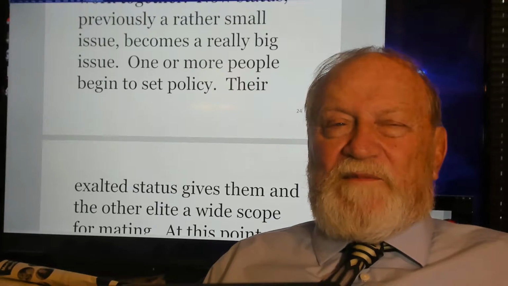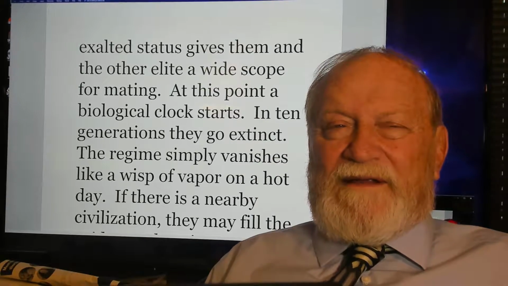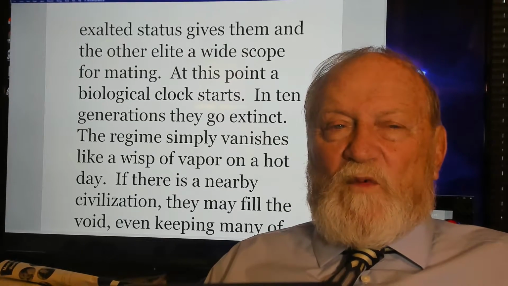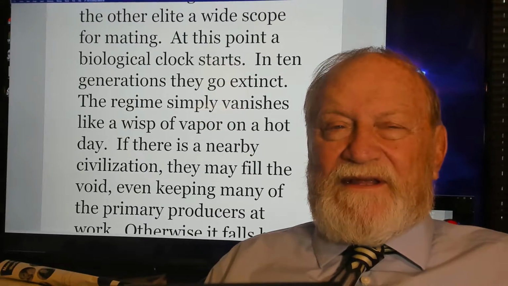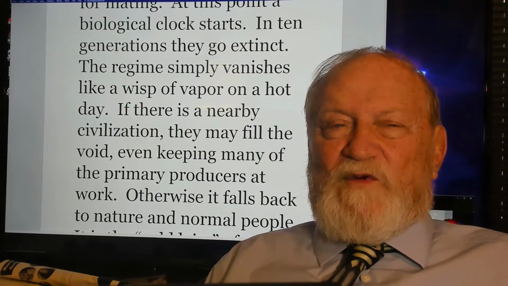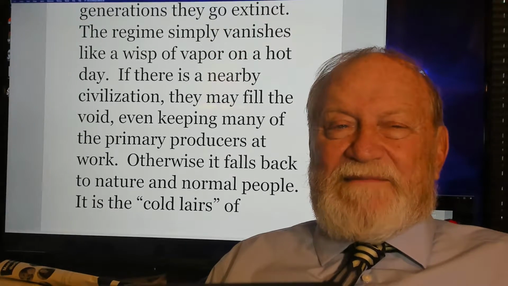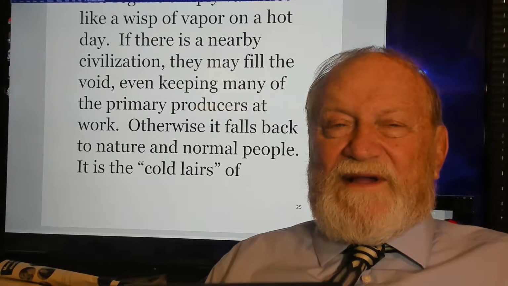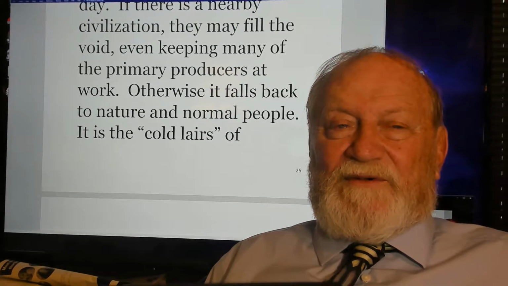Okay, so one or more people begin to set policy. There wasn't a policy before, you winged it. Now there's policy. This gives them exalted status, wide scope for mating. This point the biological clock starts. In 10 generations, they go extinct. The regime simply vanishes like a wisp of vapor on a hot day. If there's a nearby civilization, they may fill the void, even keeping many of the primary producers at work. Otherwise, the whole thing falls back to nature and to normal people.